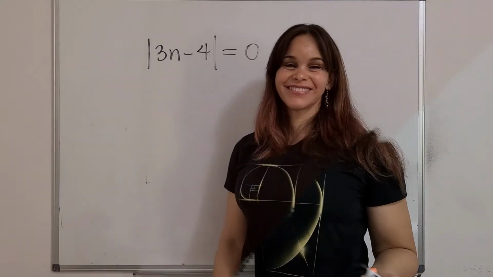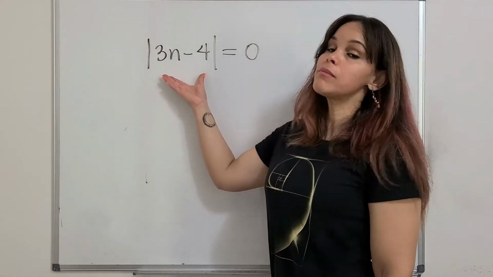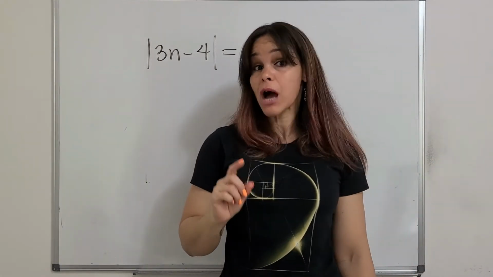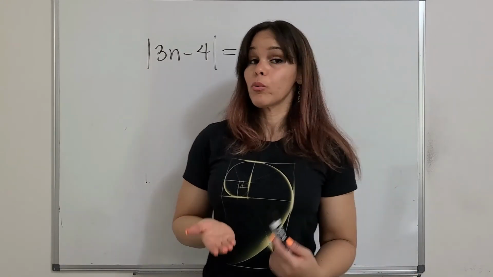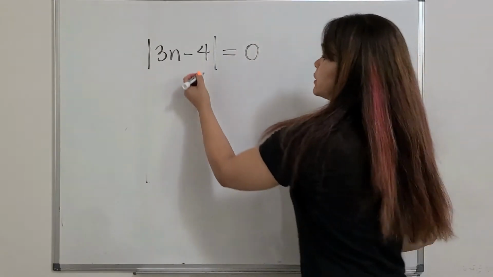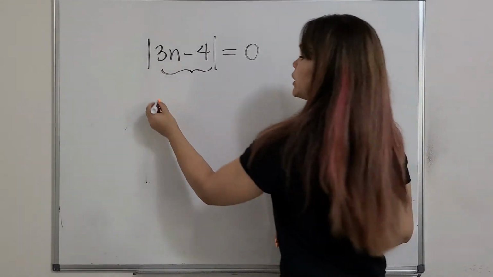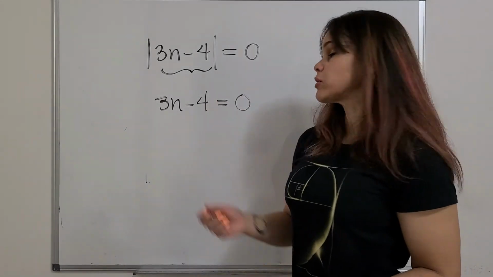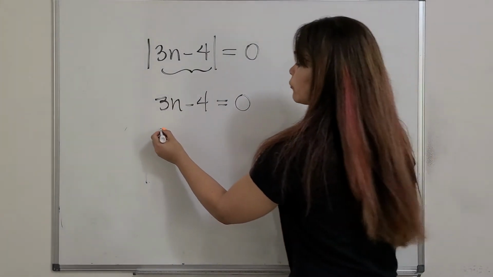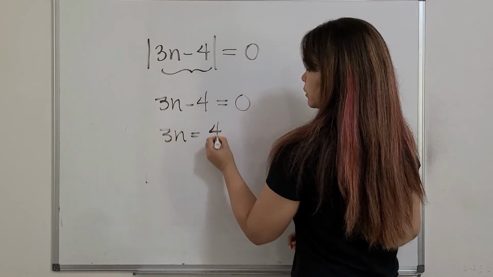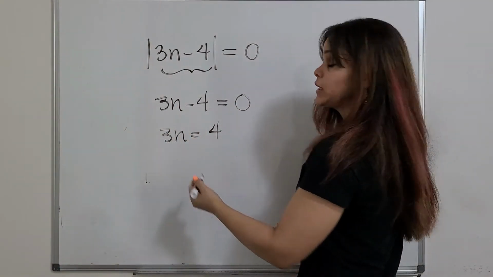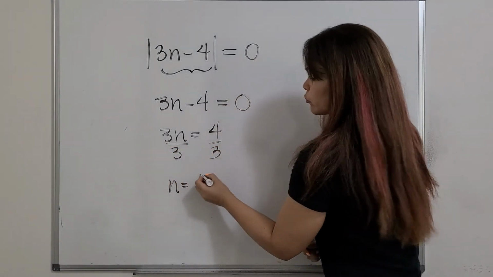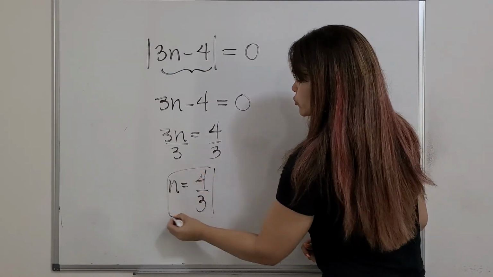Now in this case, we have the absolute value of 3n minus 4 equal to 0. But remember that the only number whose absolute value is equal to 0 is 0. So what is the first step here? Write the expression that you have inside the absolute value equal to 0. Whatever you have in there is going to be equal to 0. And then after that, we're just going to solve for n. So I'm going to add 4 to both sides of the equation. And last but not least, I'm going to divide by 3 so I can have n equal to 4/3. And here we have the solution for this equation.